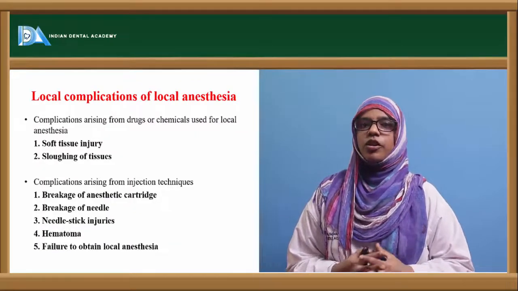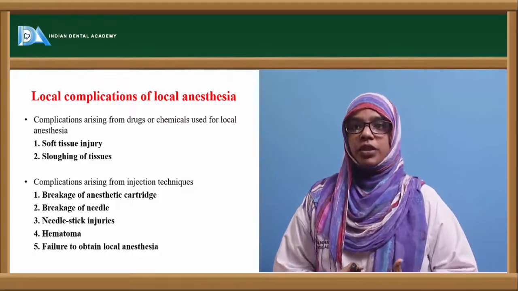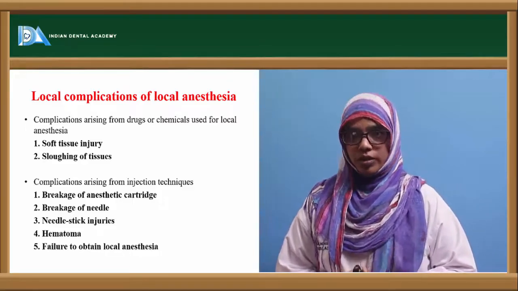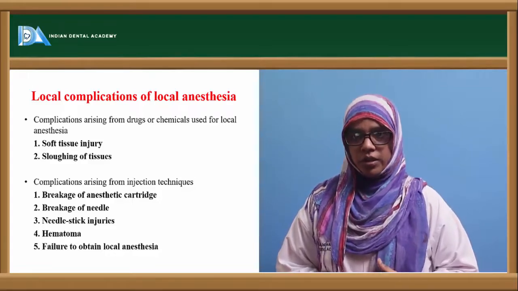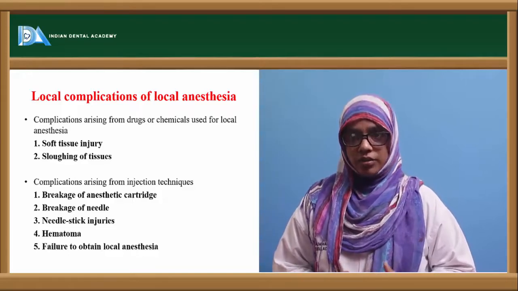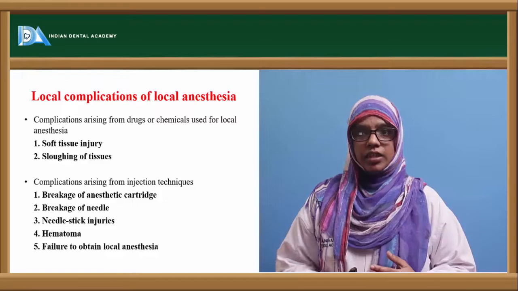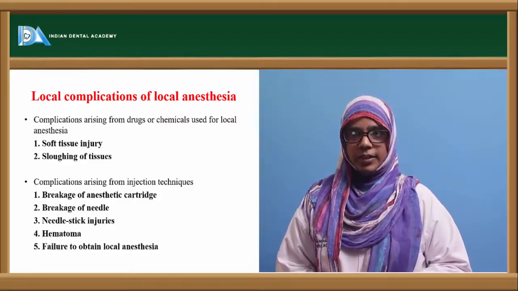Now, let's move on to the complications of local anesthetic. Complications can arise from the drug or chemical used for the local anesthetic, that is, soft tissue injury can occur, sloughing of the tissue can occur. Now, there could also be breakage of the anesthetic cartridge, breakage of the needle, needle stick injury, hematoma formation, or failure to obtain the local anesthesia.